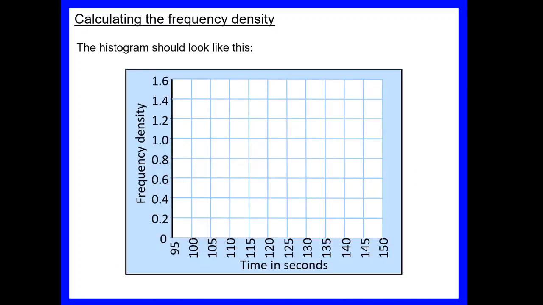So here's my axis then. I've got my time in seconds along the bottom. I've made sure I've labelled it. I started at 95 and I've gone up in 5s to 150. And my frequency density on my vertical axis from 0 up to 1.6, and I've chosen to go up in 0.2. So now all we've got to do is draw the bars in at the correct width and the correct height.